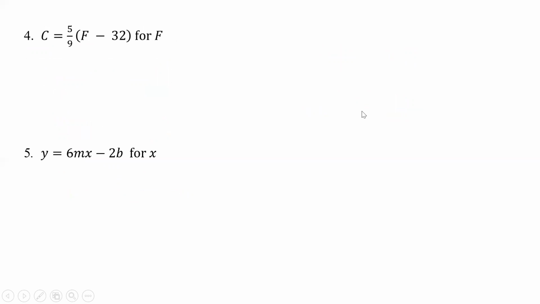All right, so a famous one, degrees Celsius and degrees Fahrenheit. So how do we go back and forth here? Right now, this is finding degrees Celsius given degrees Fahrenheit. And what we want to do is find degrees Fahrenheit given degrees Celsius. So we need to get this rearranged. So C equals 5/9 times F minus 32. So we need to multiply by 9/5 to get rid of that here. So let's multiply that by 9/5.